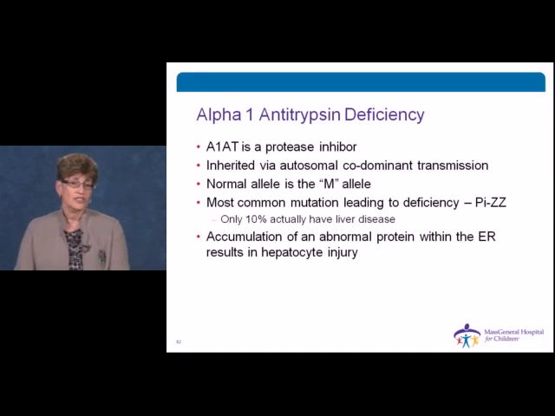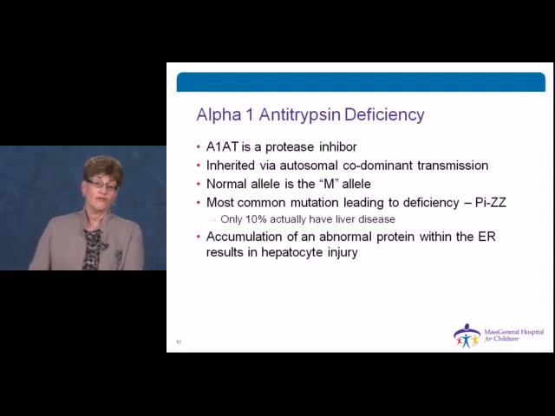Alpha-1 antitrypsin is a protease inhibitor. It's inherited via an autosomal codominant transmission. The normal allele is the M allele, and the most common mutation leading to deficiency is the ZZ phenotype. Only 10% of babies of that phenotype have liver disease, in a very well-known Scandinavian study done back in the 80s. There's an accumulation of an abnormal protein within the endoplasmic reticulum that results in injury of the hepatocyte and results in cholestasis.